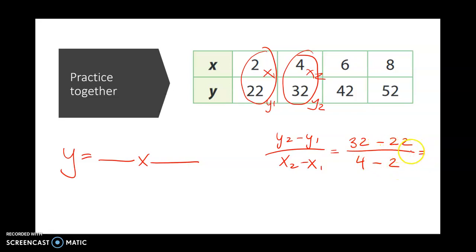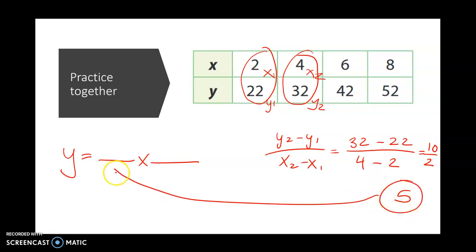Okay, 32 minus 22 is 10. 4 minus 2 is 2. I could divide both 10 and 2 by 2, and that is going to get me 5. So this number is going to go right here. So I got 5x, and now I got to figure out my y-intercept. So remember, to find the y-intercept, we got to find the pattern in the table, and I need x equals 0.